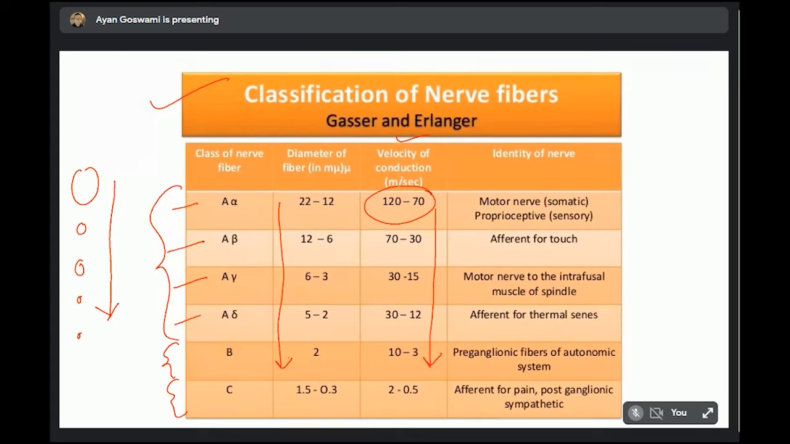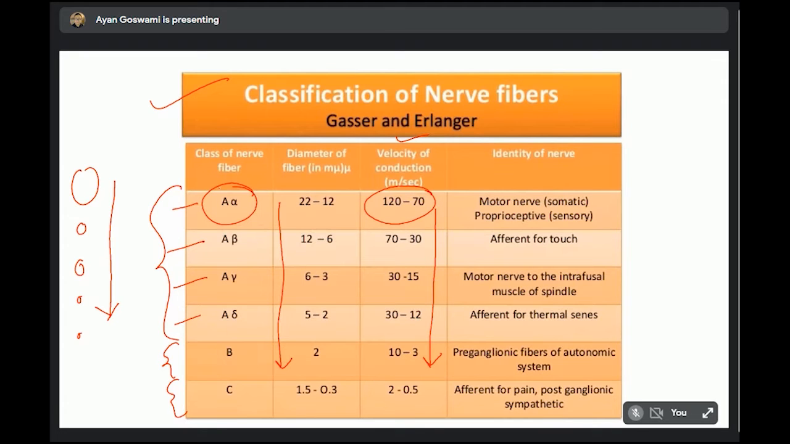So in this classification, you can see that A alpha fiber has the highest degree of myelination, and as a result, it has the highest velocity. So A alpha fiber has the largest diameter due to increased myelination and also increased velocity, right?